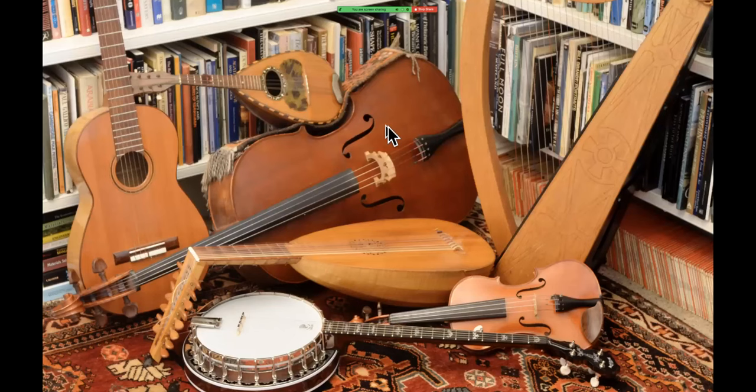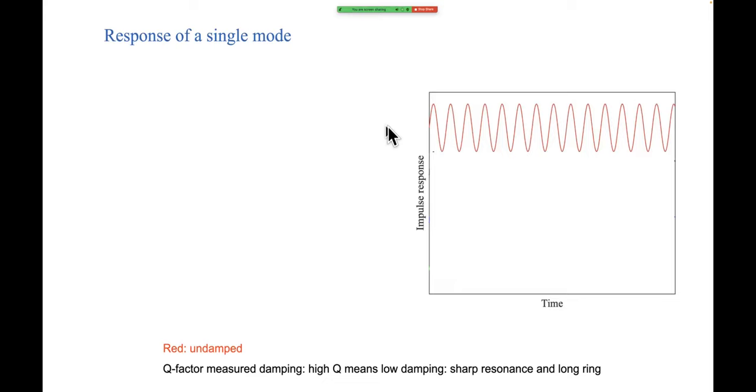So, here's our instrument collection, but we won't begin with real instruments. We'll start by thinking about a single vibration mode, like the vibrating ruler that we saw right back in the first talk. Now, this graph here shows the response of a single resonator, such as a tuning fork, if you just hit it or pluck it and let it ring on.